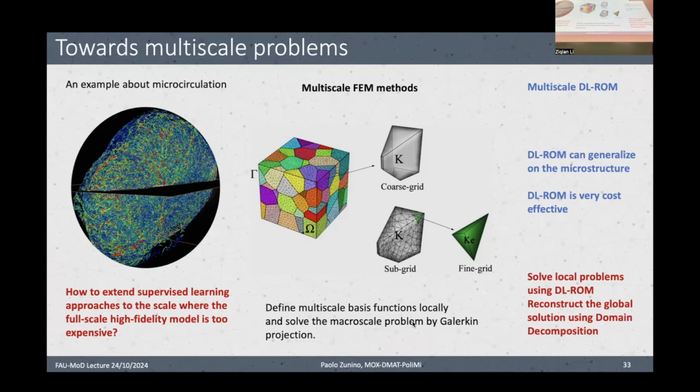now we understand that our reduced order model can generalize with respect to the configuration of the microscale. So we can train a reduced order model locally, at the subgrid level of the multi-scale FEM, and apply this local reduced order model, able to capture the microscale effects with a very modest computational cost, and assemble the global solution with classical algorithms, for example, the ones provided by domain decomposition theory.